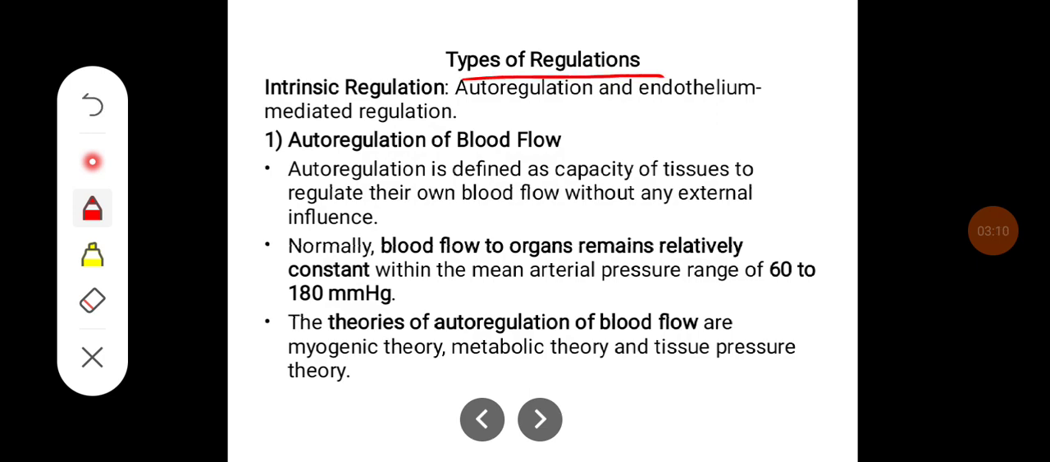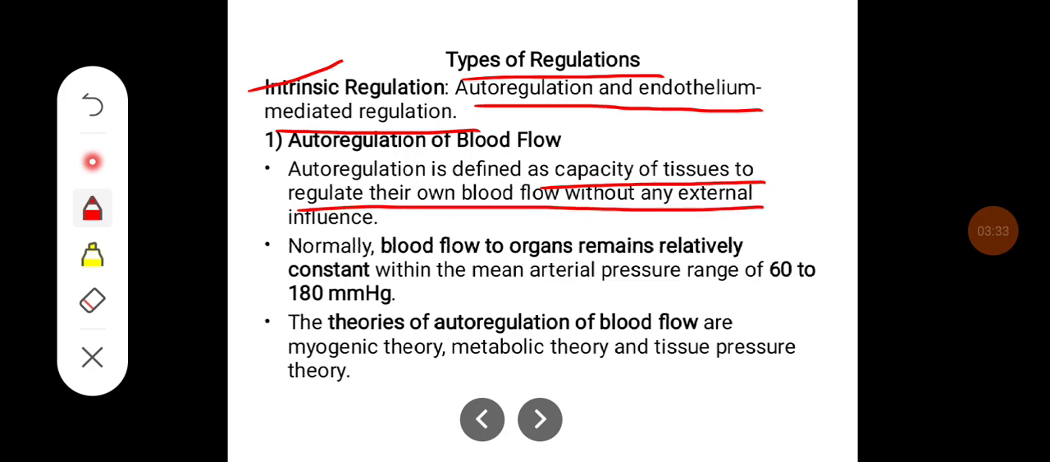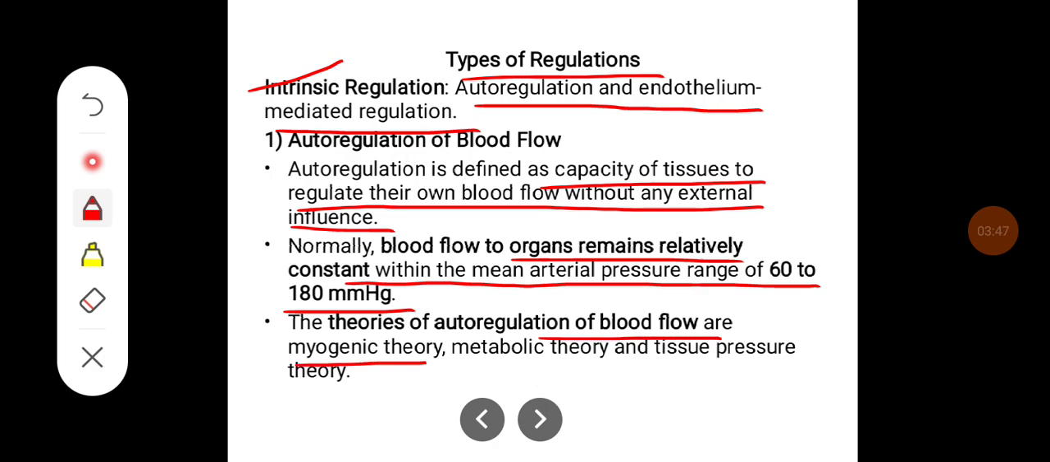There are different types of regulations. It can be intrinsic regulation or extrinsic regulation. Intrinsic regulation can be autoregulation, and it can be endothelium mediated regulation. Autoregulation is defined as the capacity of tissues to regulate their own blood flow without any external influence. Normally, blood flow to organs remains relatively constant within a mean arterial pressure range of around 60 to 100 mm of Hg. The theories of autoregulation of the blood flow are myogenic theory, metabolic theory, and tissue pressure theory.